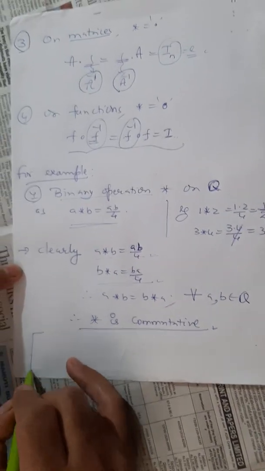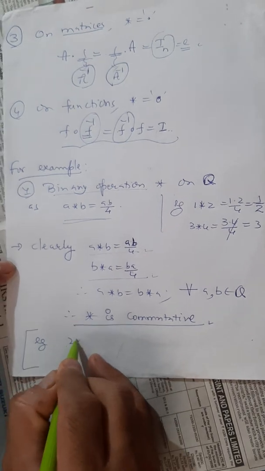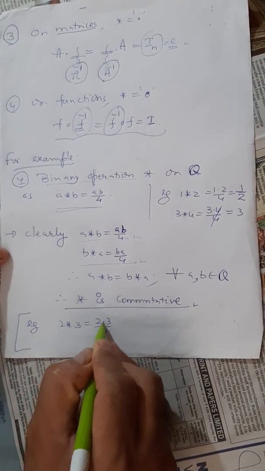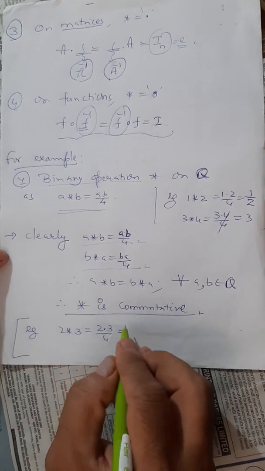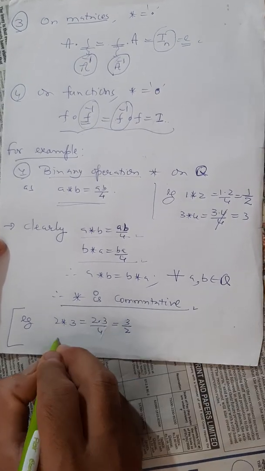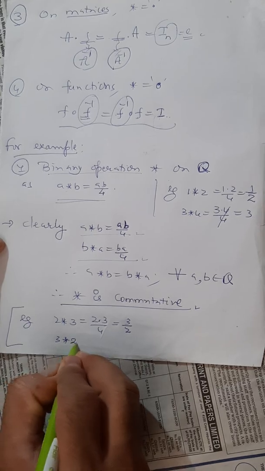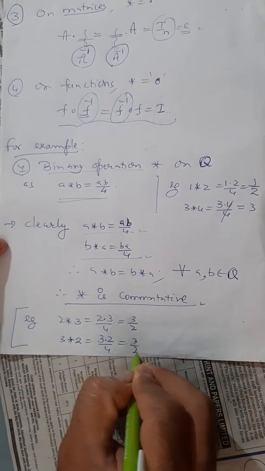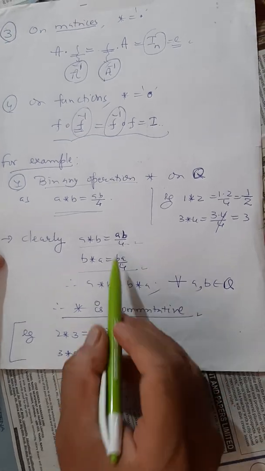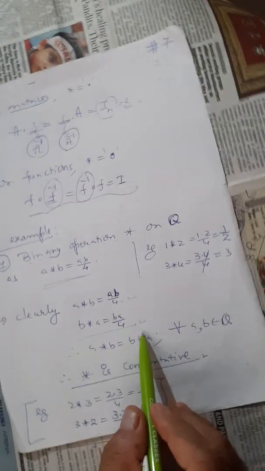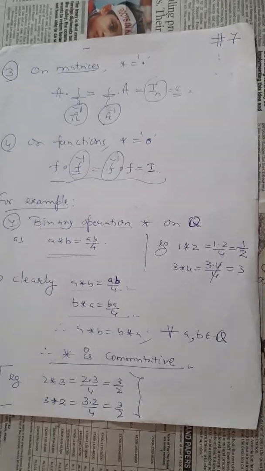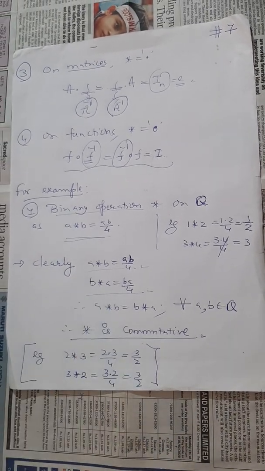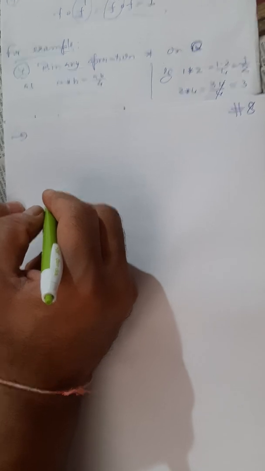This is just for your reference. You find 2 star 3, which is 2 into 3 by 4, which is 6 by 4, that is 3 by 2. If you find 3 star 2, which is 3 into 2 by 4, that is also 3 by 2. This is just for your information. It's quite obvious from this. So it's a binary operation. It's a commutative operation. Binary is already given to you.